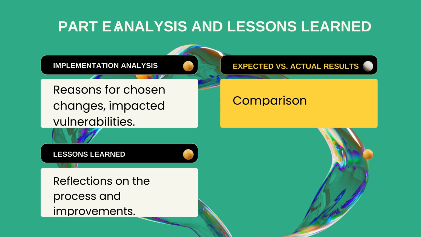Finally, in Part E, we analyze the impact of the changes and reflect on the lessons learned. We chose these specific changes because they were cost-effective, could be implemented quickly, and were crucial in mitigating vulnerabilities. The changes impacted several vulnerabilities, and we compare our expected results with the actual outcomes. Overall, the changes reduced the risk of exploitation and improved the system's security. We learned valuable lessons from this process, including the importance of regular updates and continuous monitoring.